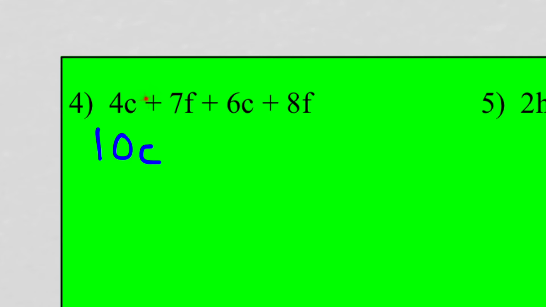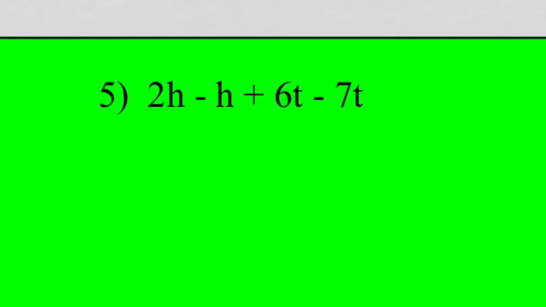And then we have a positive 7f and a positive 8f. You combine those together, and you have positive 15f. And that's as simple as we can make this because c and f are different variable parts, and we can't combine terms that have different variables.